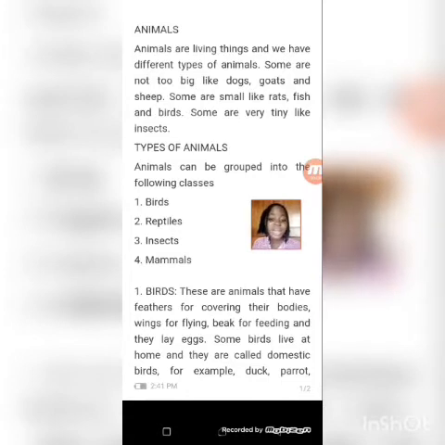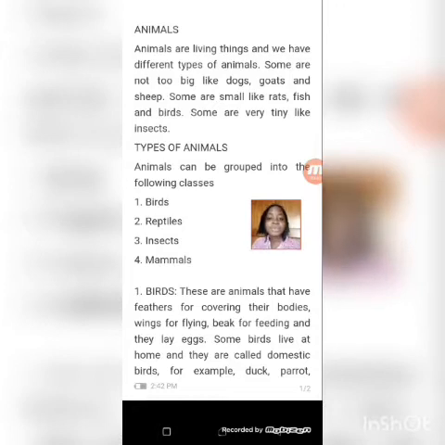Animals are living things. Living things are things that have life. We've talked about plants as living things, and now we're talking about animals as living things. What are the characteristics of living things? They have life, they can walk, they can reproduce.